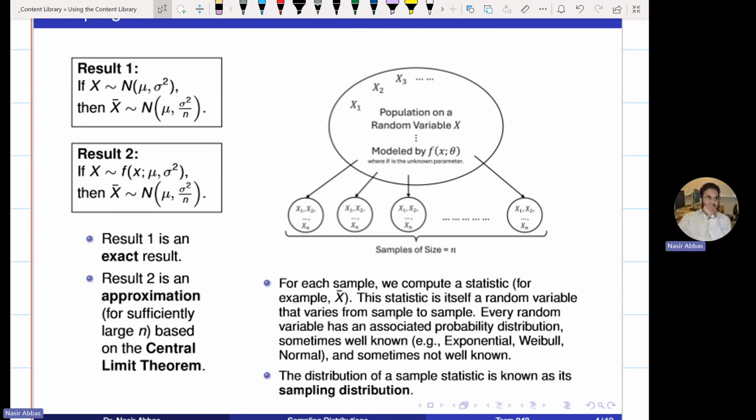Here we have the two results. Result 1 says that if X is exactly normal, X bar will be exactly normal. But if X is not normal, then X bar will be approximately normal for sufficiently large sample size. And this result is based on a theorem called the Central Limit Theorem. The Central Limit Theorem says that no matter what the distribution of X is, the distribution of the sum tends to normal. Mean is actually a sum divided by a constant number, sum divided by n. So the Central Limit Theorem says that the sum tends to normality as you increase the sample size.